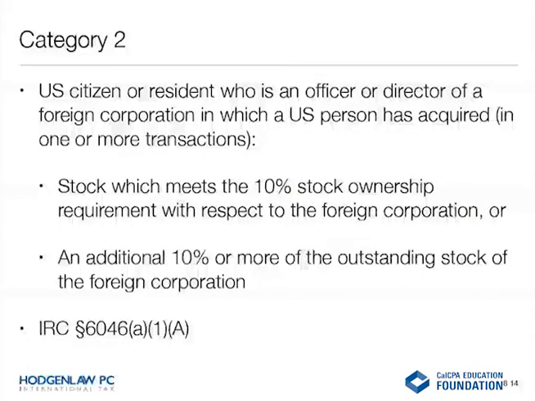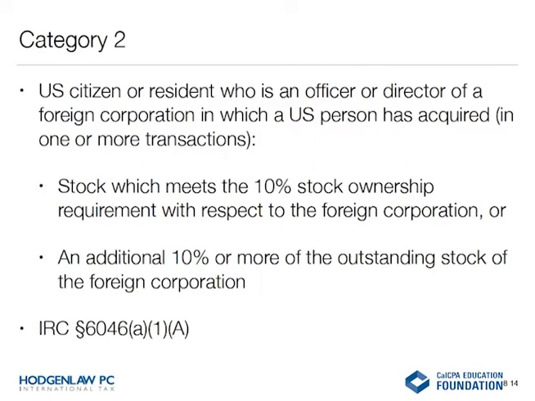Category 2. This one you will need to worry about probably. Now this one is for a U.S. citizen or resident who's an officer or director of a foreign corporation in which a U.S. person acquires stock which meets the 10% stock ownership requirement or an additional 10% of the stock of the corporation.